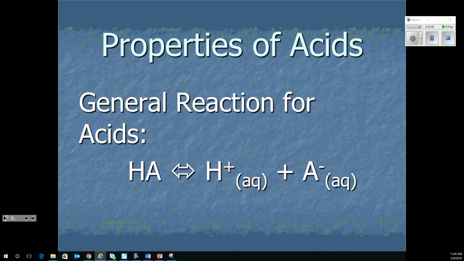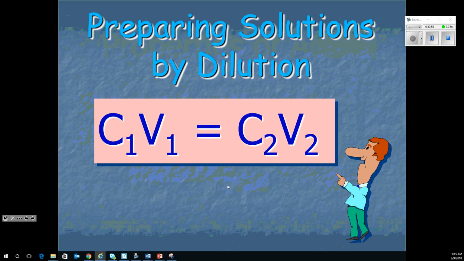We have some properties of acids that we need to talk about. When we talk about a general reaction for acids, it's just meaning it's going to give off an H+. Our dilution equation is C1V1 equals C2V2, or M1V1 equals M2V2. It's the same. Remember, C just stands for concentration. I can also set it up as MAVA, molarity of acid times volume of acid equals molarity of base times volume of base for a titration. So we use this equation a lot.